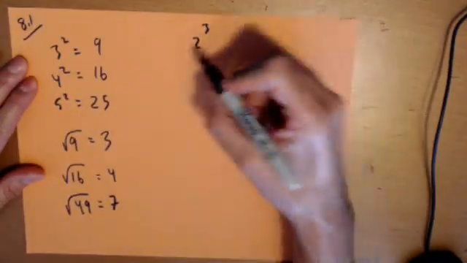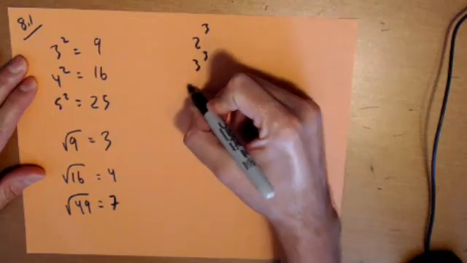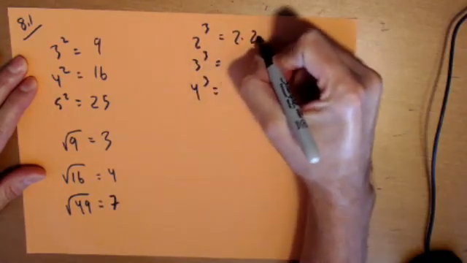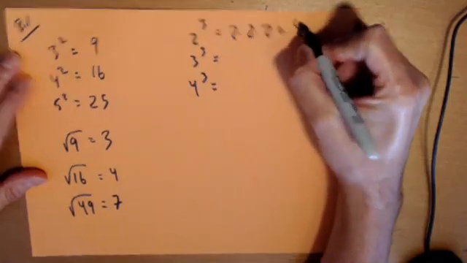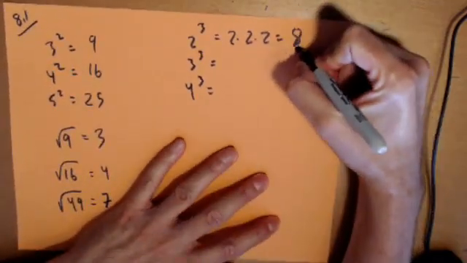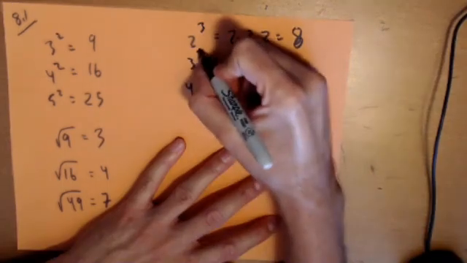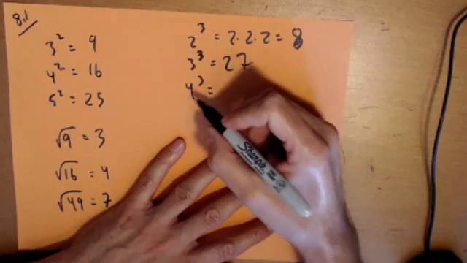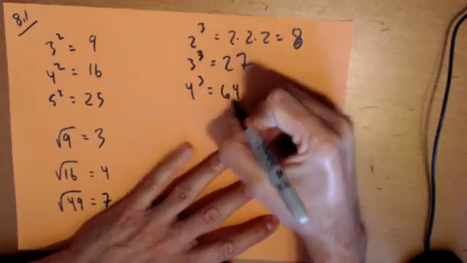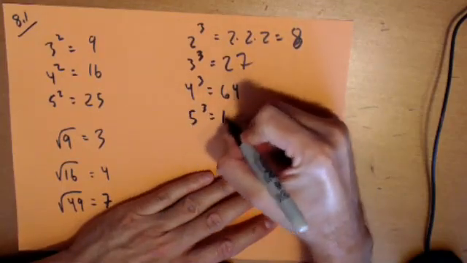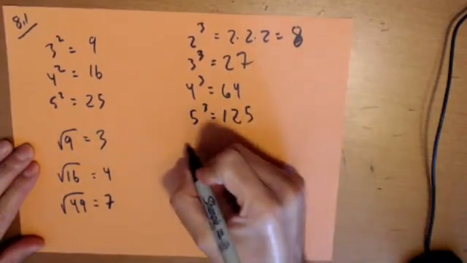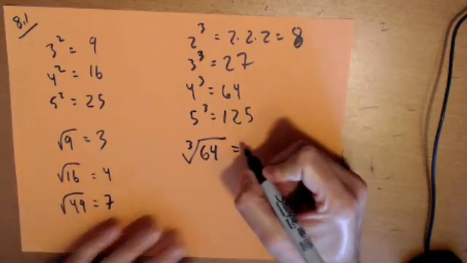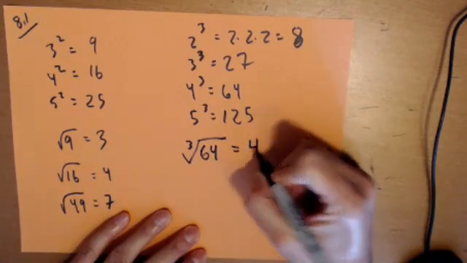So then they give us cubes. So again, read the section. 2 cubed, 3 cubed, 4 cubed. So 2 cubed is 2 times 2 times 2, which is 8. 3 cubed is 3 times 3 times 3, which is 27. 4 cubed, 4 times 4 times 4, 64. 5 cubed, 125. So if they say something like the cube root of 64, that would just be 4.